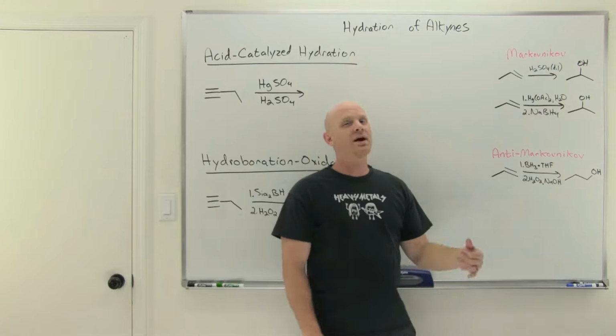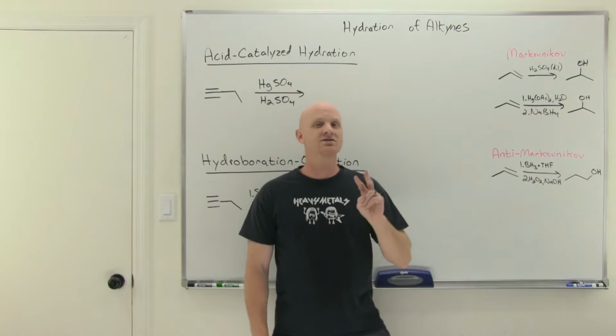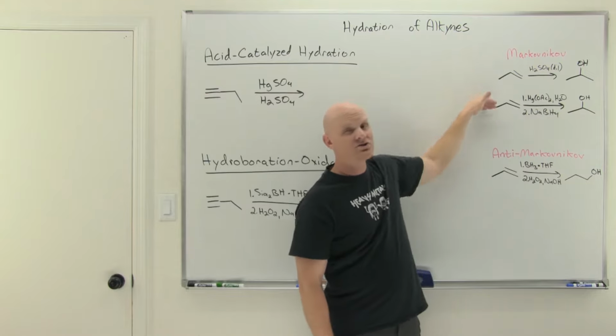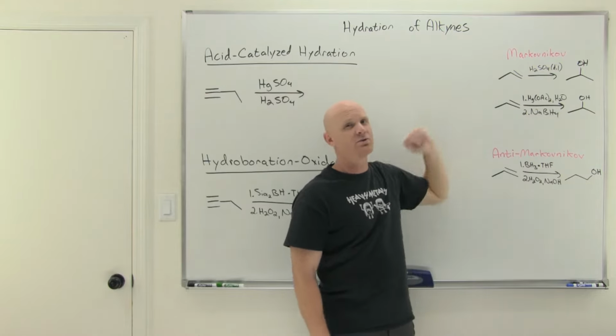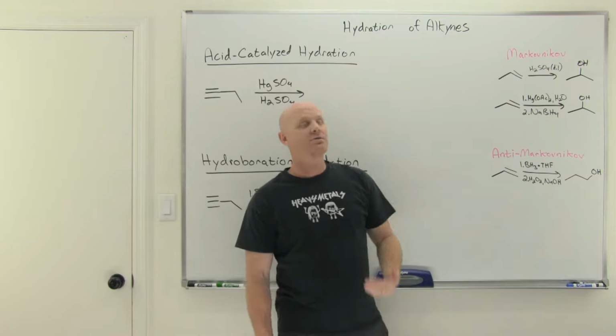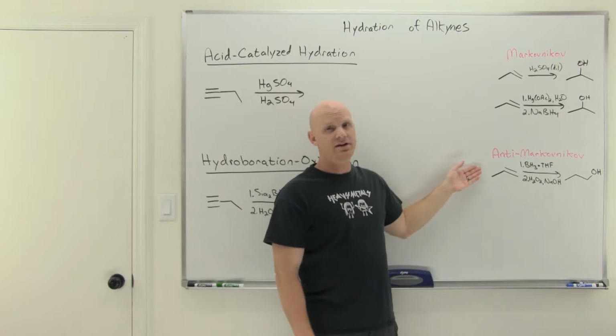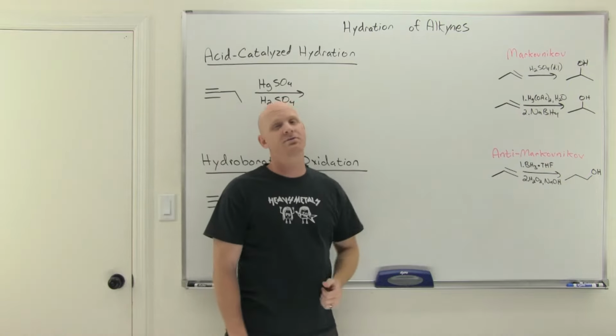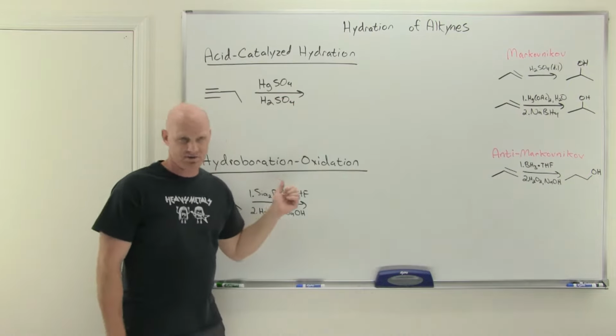And what we're going to find out is we don't have 3 options with alkynes, we just have 2. The first option is going to be kind of like a combination of the 2 different ways we do Markovnikov addition of water with an alkene. And the second way with alkynes is going to be analogous to our third reaction for alkenes, hydroboration-oxidation.